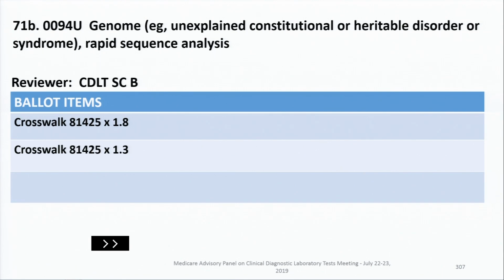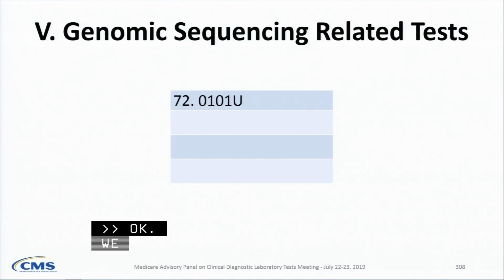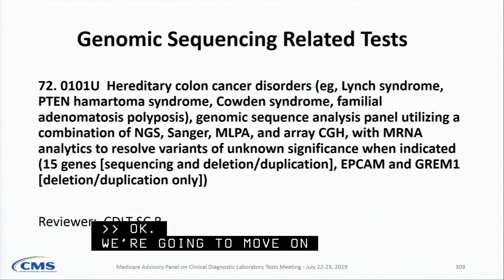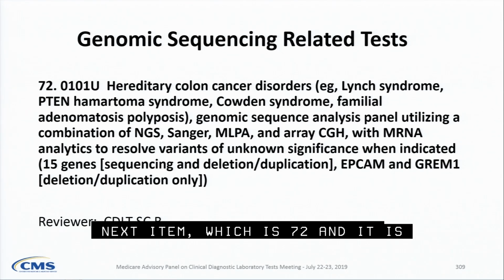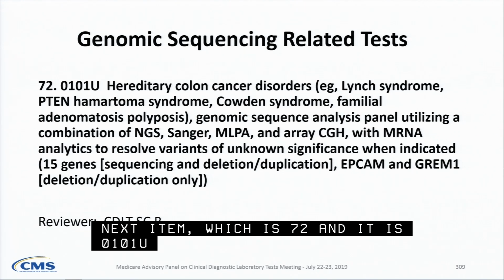We're going to move on to the next item, which is 72, and it's 0101U. And this is a hereditary colon cancer disorders test. And we're going to turn this over to Dr. Chandra from Subcommittee B as in boy.